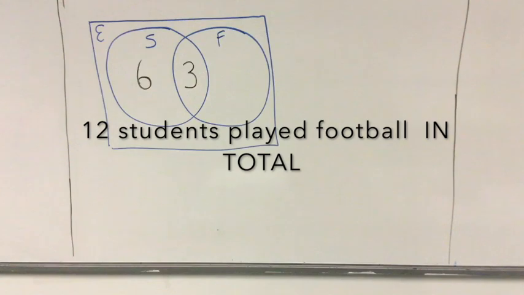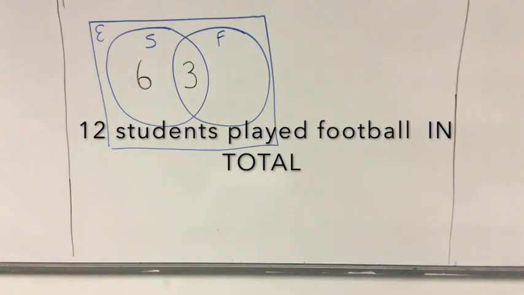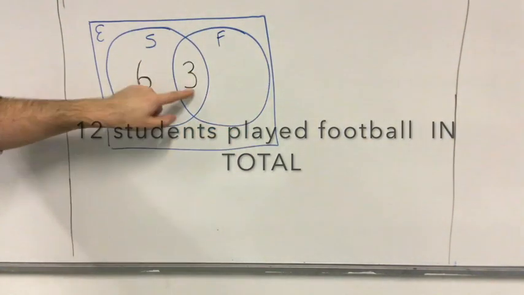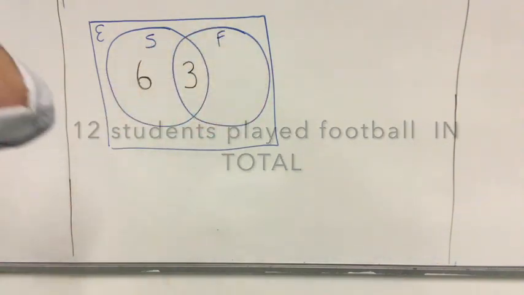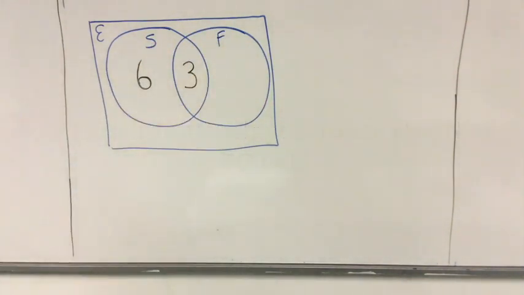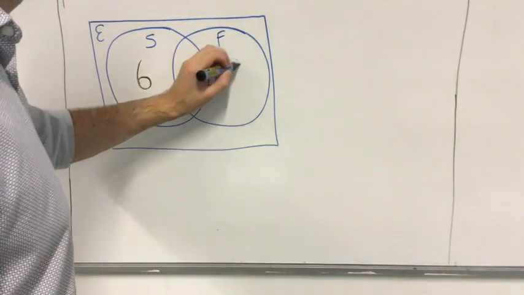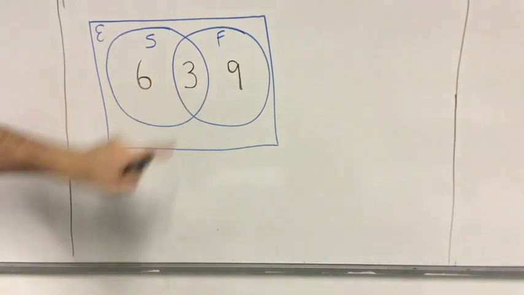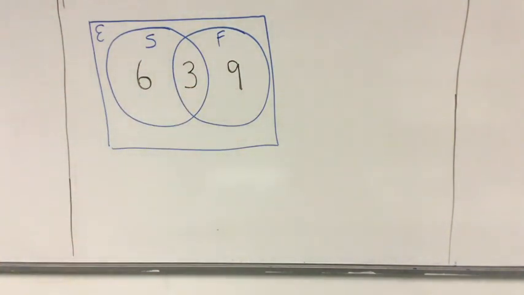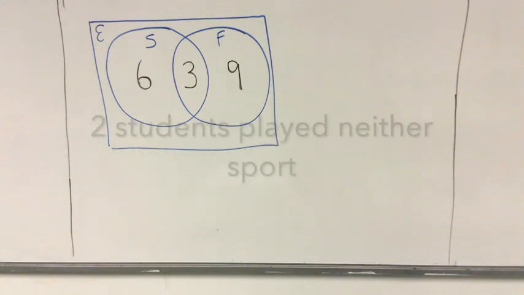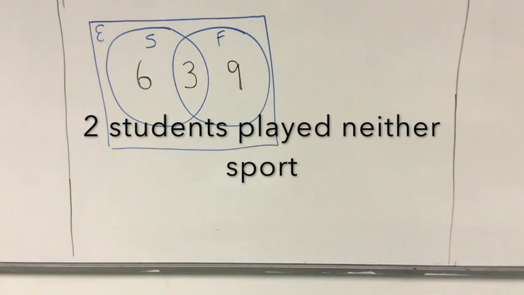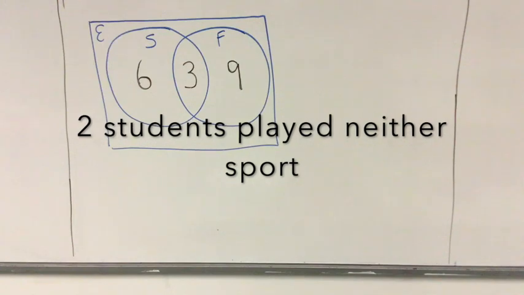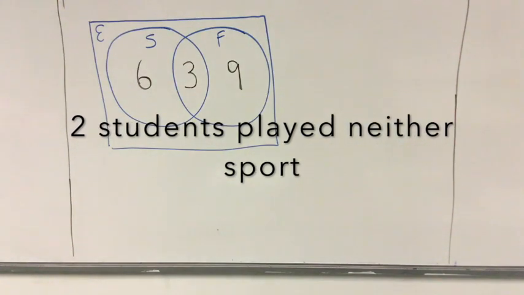I'm telling you that altogether there need to be 12 footballers. Look at the F circle. There's already 3 footballers here. Altogether there need to be 12 footballers. Work out what number goes there. Press pause if you need to. The correct number that should go in this circle is a 9. Because now, 9, 10, 11, 12. There are our 12 footballers. And of the students I surveyed, 2 students said they played neither of those 2 sports. So put a 2 where it needs to go. 2 students played neither sport.